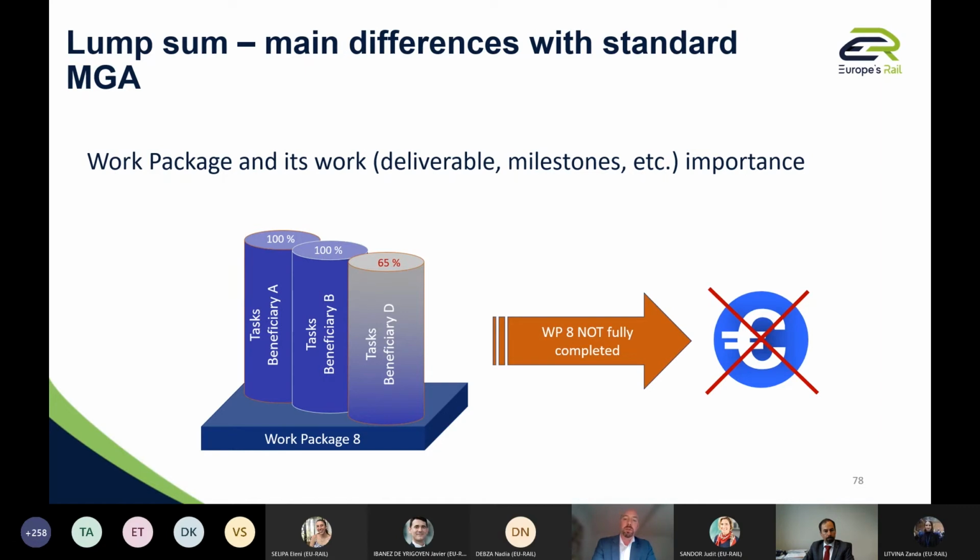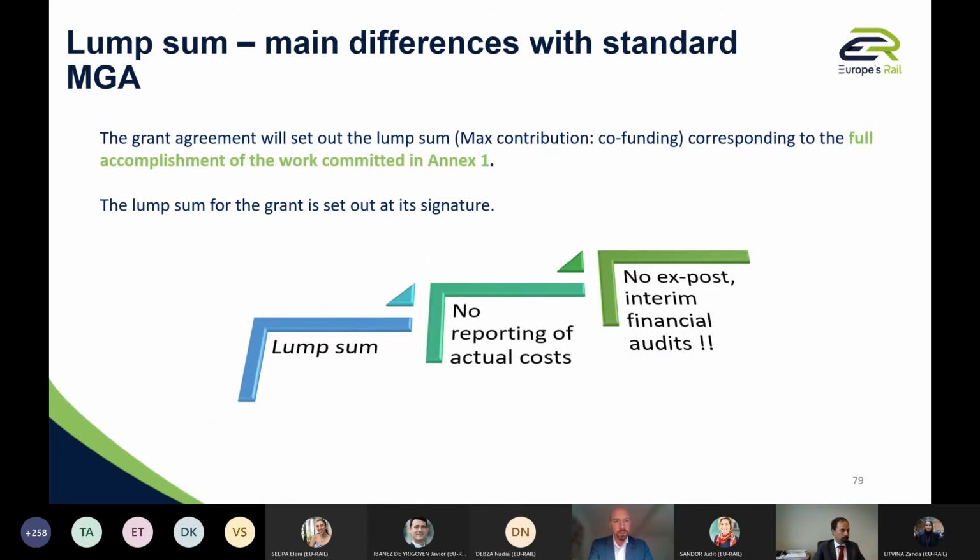And then one of the consequences of the lump sum scheme is that if one of the tasks is not finalized, the work package is not considered complete and then there is no payment. We have some practice about that since we have implemented lump sum grant agreements for the last 4 years now almost. And the system works quite well, and indeed it is focusing on the technical results. Next slide, please, Giorgio. Thank you.